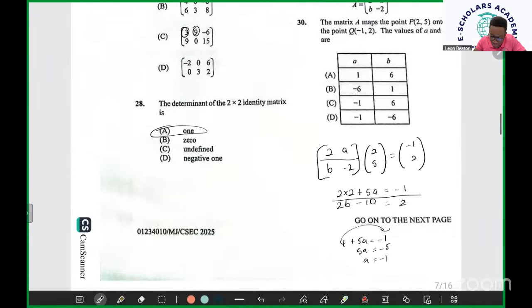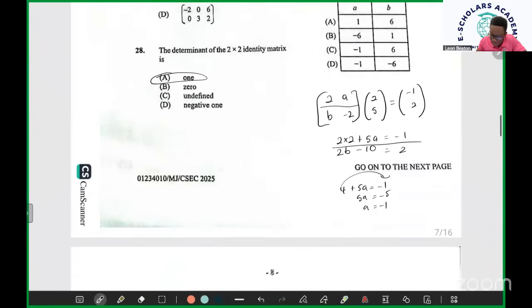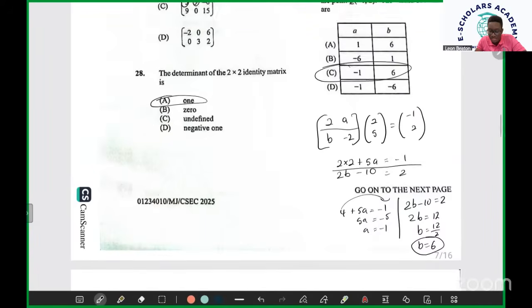They want us to continue, so then we have to solve for B. So we're saying 2B minus 10 is equal to 2. So 2B is equal to, take over the 10, it will add, so this becomes 12. So B is equal to 12 divided by 2, which is 6. So we can go with negative 1 and 6, which is C. All right, C is the answer there.